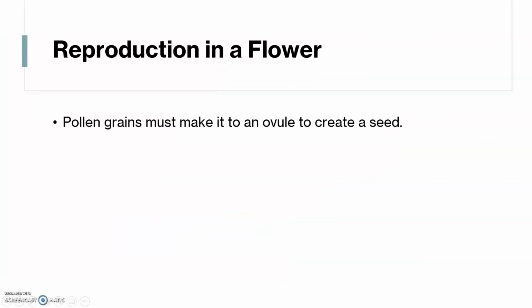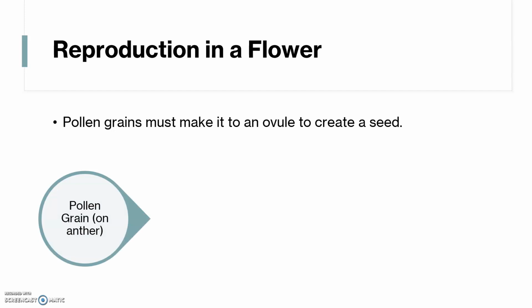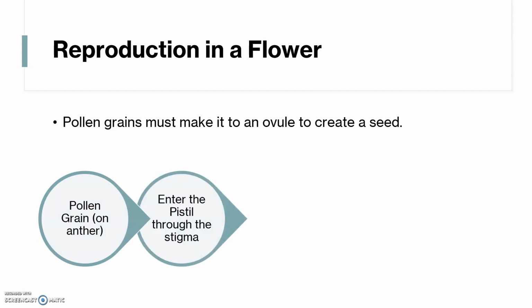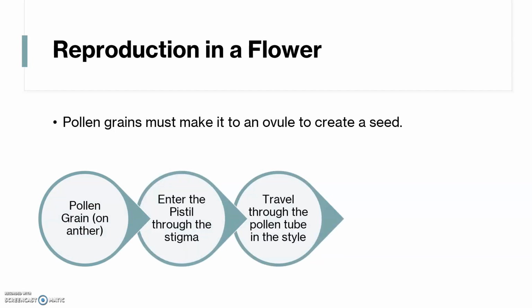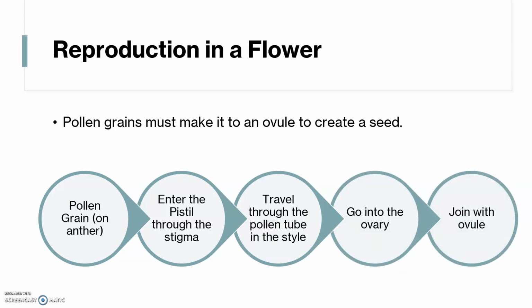The purpose of a flower is to be a reproductive organ. This means we need to take a female gamete and join it with a male gamete. In other words, pollen grains must make it to an ovule to make a seed. Pollen grains on the anther enter the pistil through the stigma. They travel through the pollen tube in the style into the ovule, where they join or merge with an ovule, creating a seed.